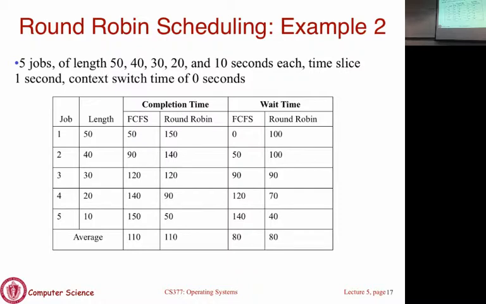Anything I should clarify? Okay, this requires you to actually execute round robin on paper, to sort of figure out in what order they finish.